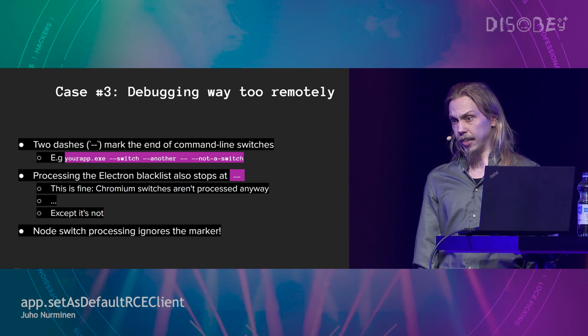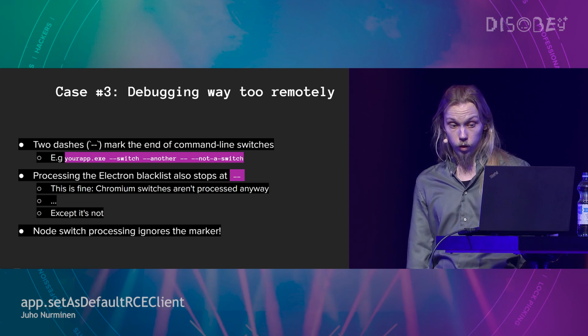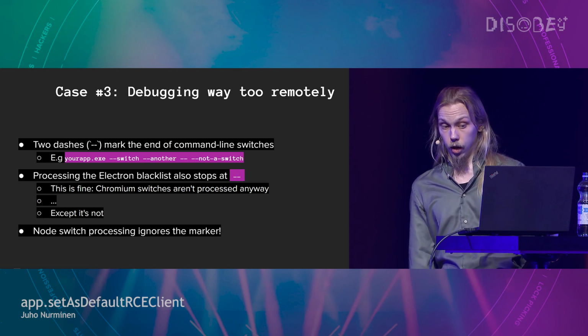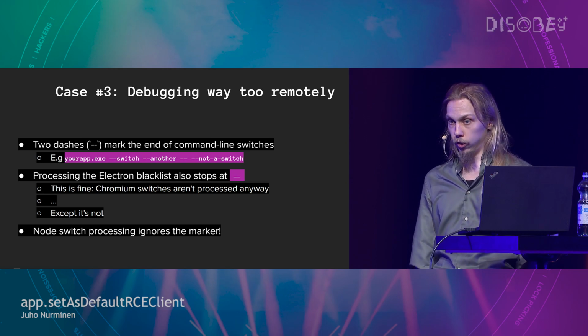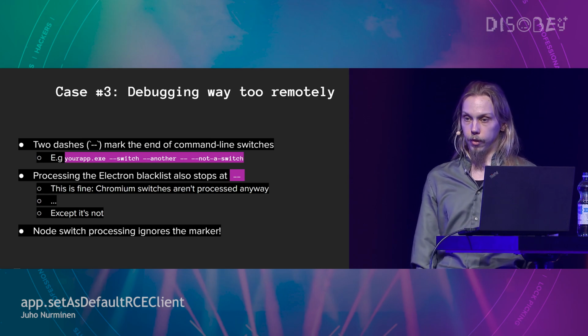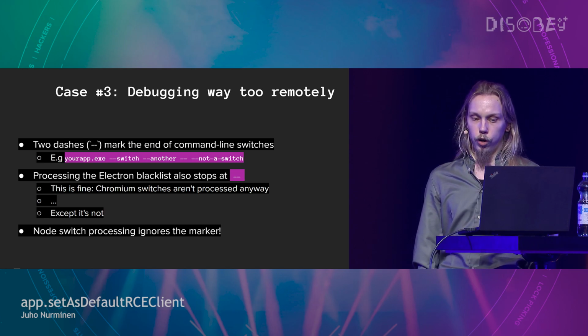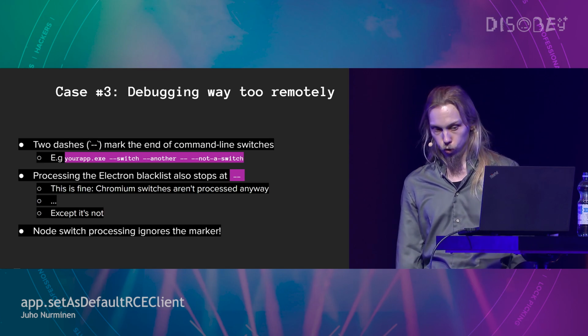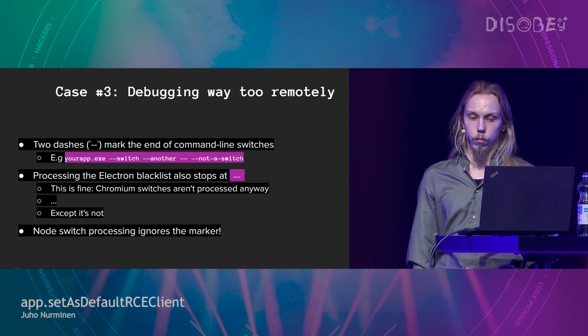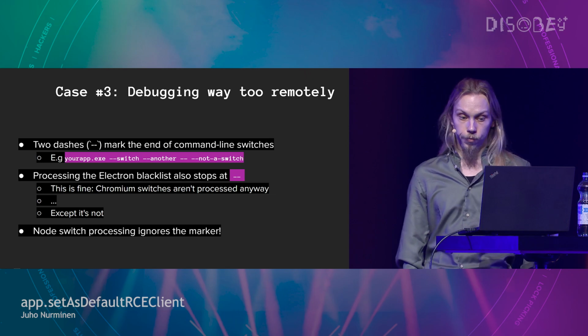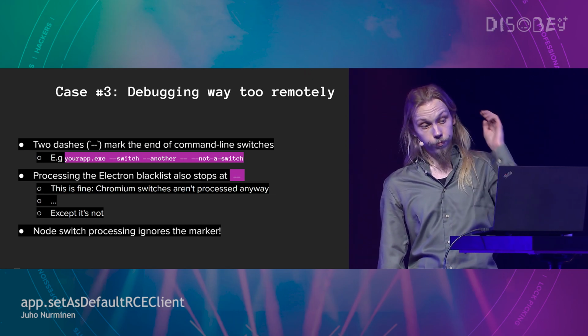Well, it would make sense if Electron was just made up of Chromium and nothing else. Unfortunately, there's also Node.js, which for some reason doesn't respect those 2 dashes. So Node.js would continue processing all command line switches even after the 2-dash delimiter, all the way to the very end.